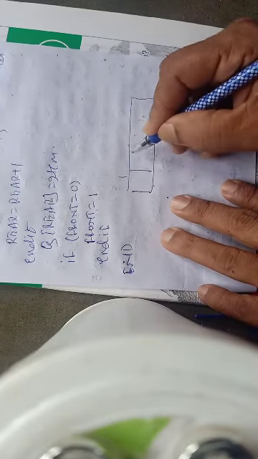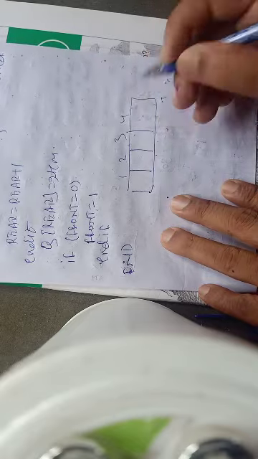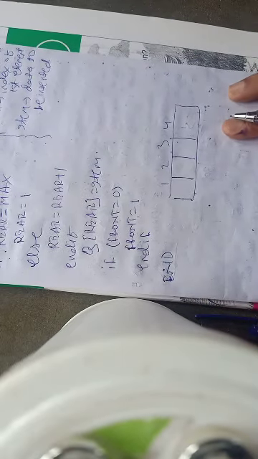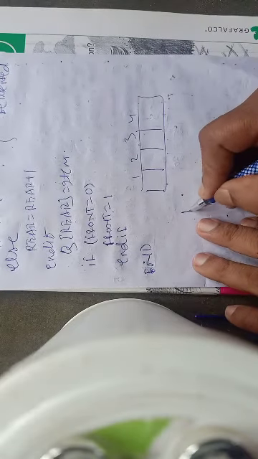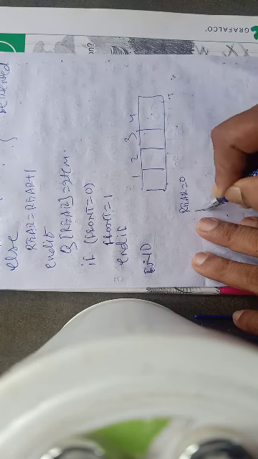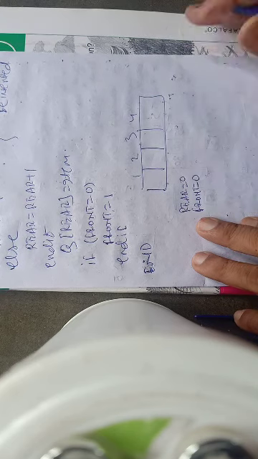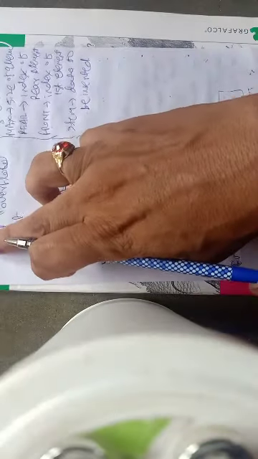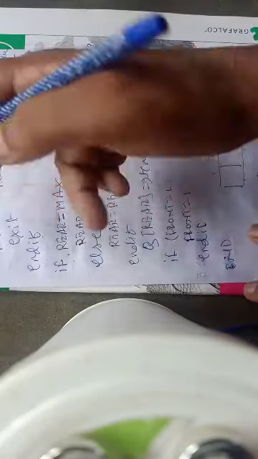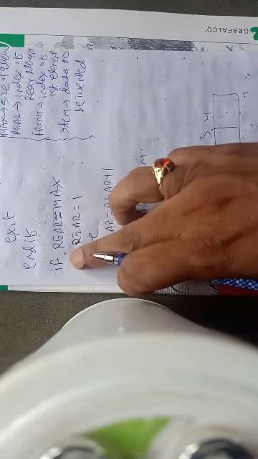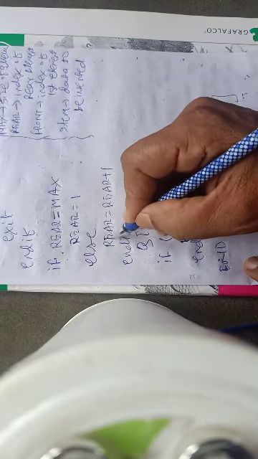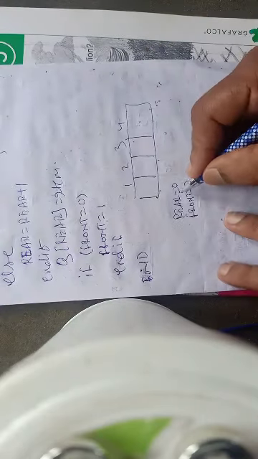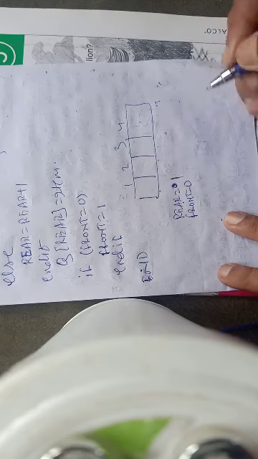Suppose the size of the queue is 4, with positions 1 2 3 4. Initially the queue was empty, so the value of rear equals 0, and the value of front equals 0. Now as per my algorithm, this overflow condition will not match, so it will jump here. This also fails: rear equal to max? No, rear is not equal to max. So now the else part will be executed. Rear equals rear plus 1, so rear becomes 1 now.